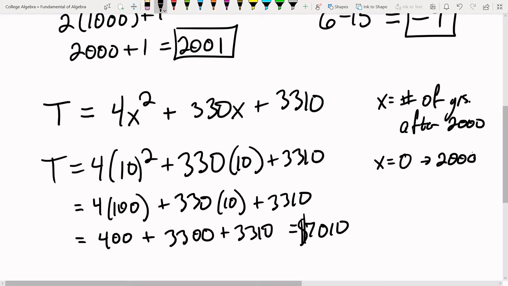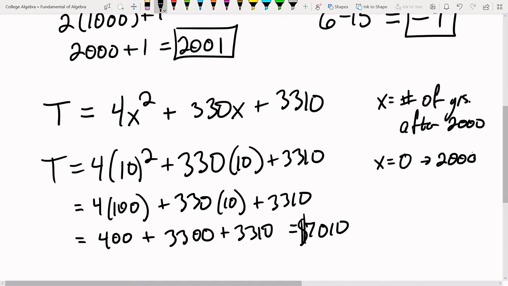Now we could, for instance, try and do 2020, which would be x equal to 20. But this model was using data from, I think, 2000 to approximately 2015, maybe like 2010, 2014. If we were to try plugging in x equal to 20, this would actually fall outside the range of this formula, and that means it won't give a good estimate.